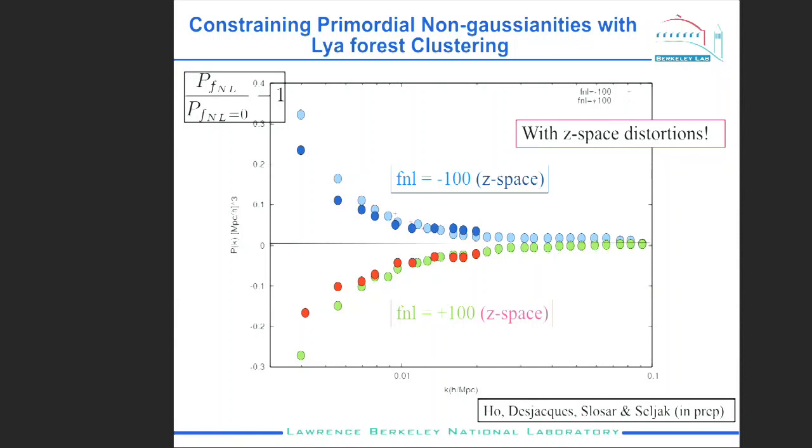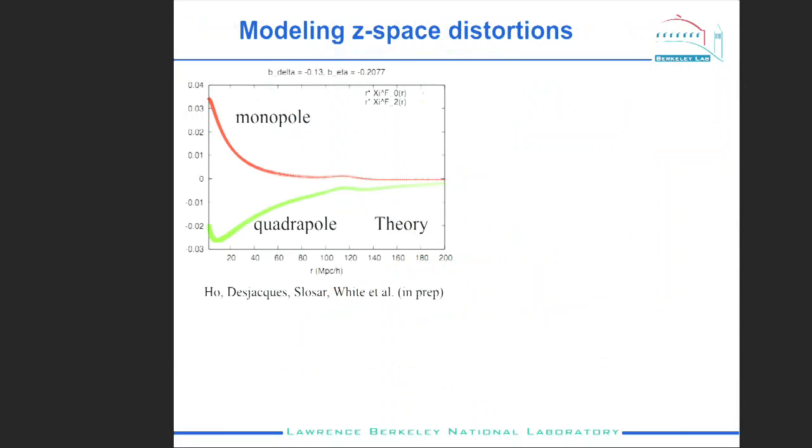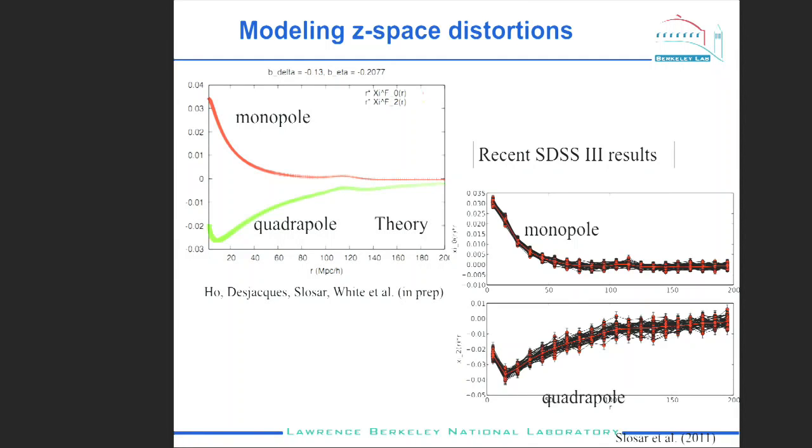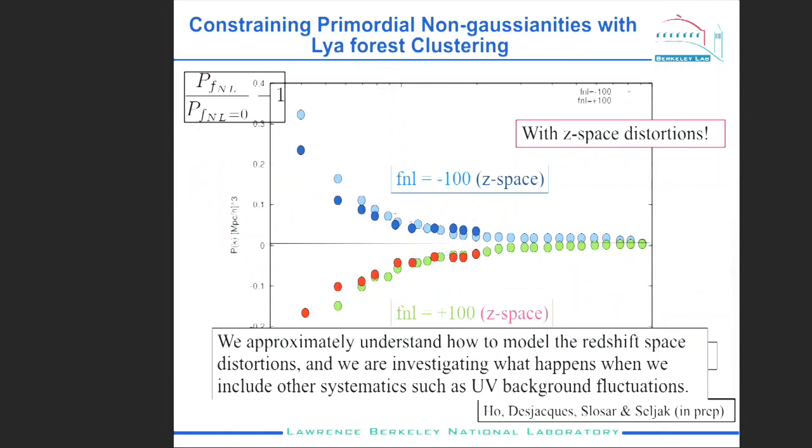The redshift-space distorted one is different. The signal is smaller. Right now we have some theory models of what happens for redshift-space distortions, but they're not complete. And this is recent SDSS-III, which is not too recent, where we actually see a similar trend. So we're quite happy that maybe things are working from what our theory prediction is. But there's still many things to learn.